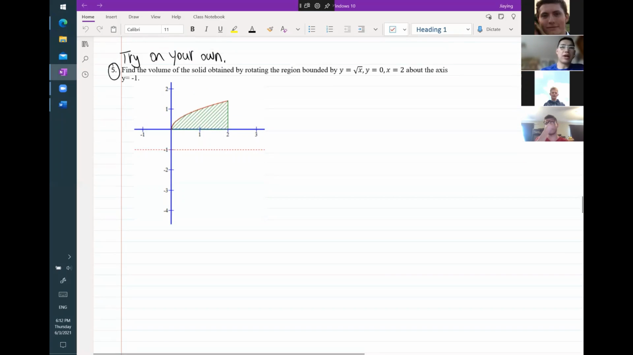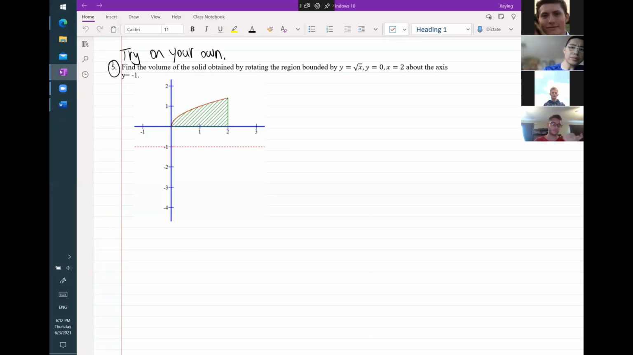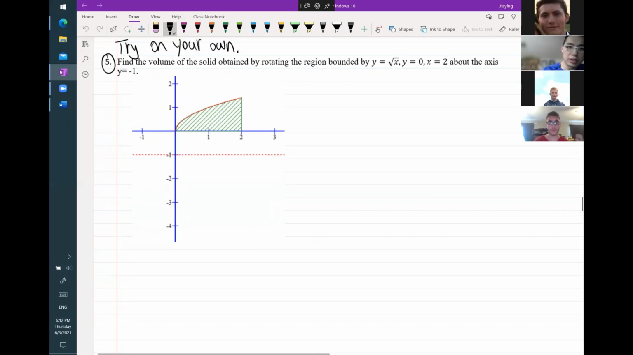So this question number 5, I asked you to try it on your own. I don't know if you had a chance to look at it. So here we try to find the volume of the solid obtained by rotating the region bounded by y equals square root of x. So this function, again, is y equals square root of x. That's this red line. And then y equals 0, that's the x-axis. x equals 2 is this green line. And then we're going to rotate this about the line y equals -1, which is the dotted line. And then we're going to find the volume.